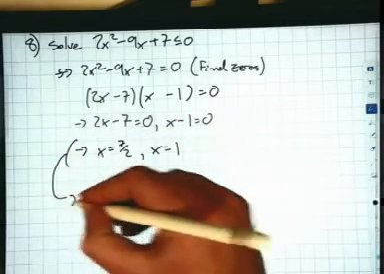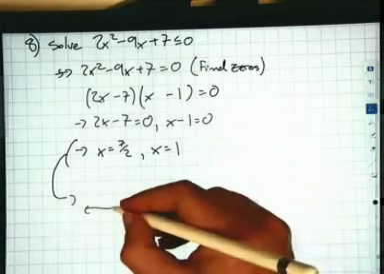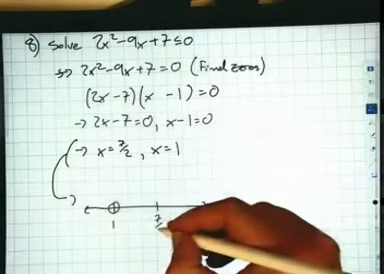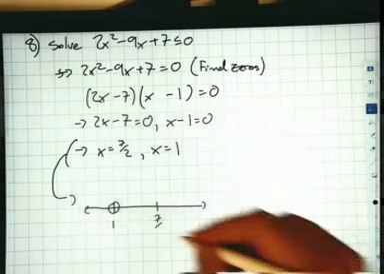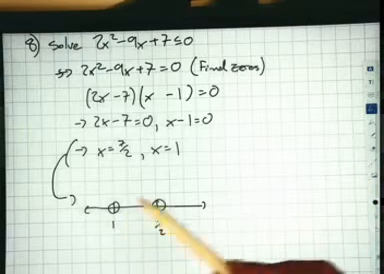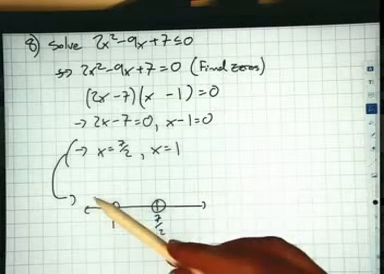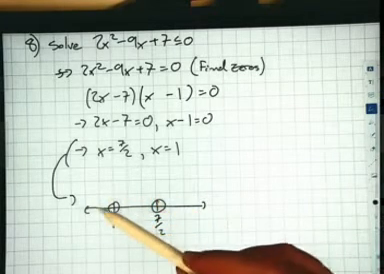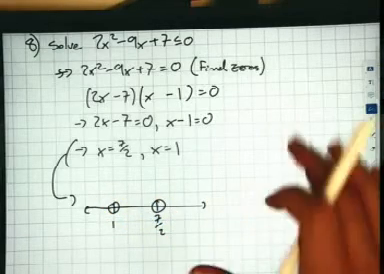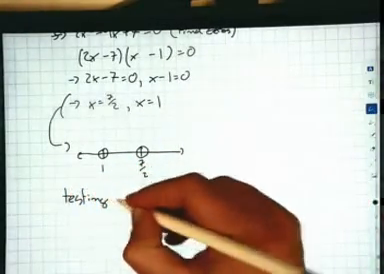So I'm going to take these and put them on a number line. In order from least to greatest, we have 1, and then we have 7 halves, which is 3.5. And when I graph this on a number line, I see 1, 2, 3 intervals. What we want to do is test each interval to find out whether the function is positive or negative. So here I begin my testing phase.